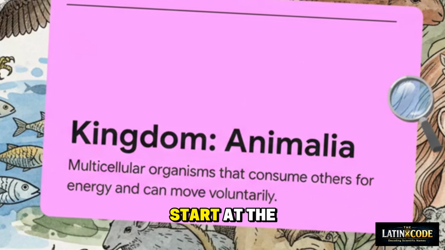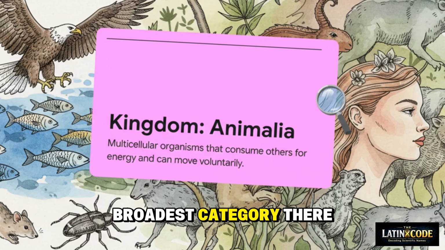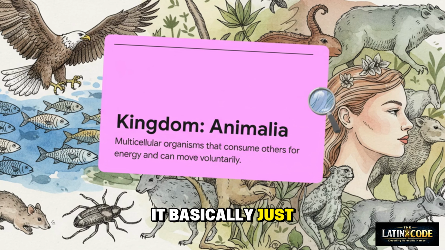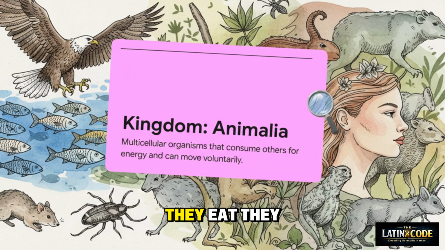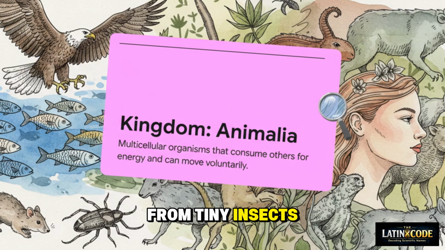All right, let's start at the very top. Kingdom Animalia. This is the biggest, broadest category there is. It basically just means eagles are animals. They eat, they move, and they share this kingdom with everything from tiny insects and fish, all the way to, well, you and me. Now we start to zoom in.